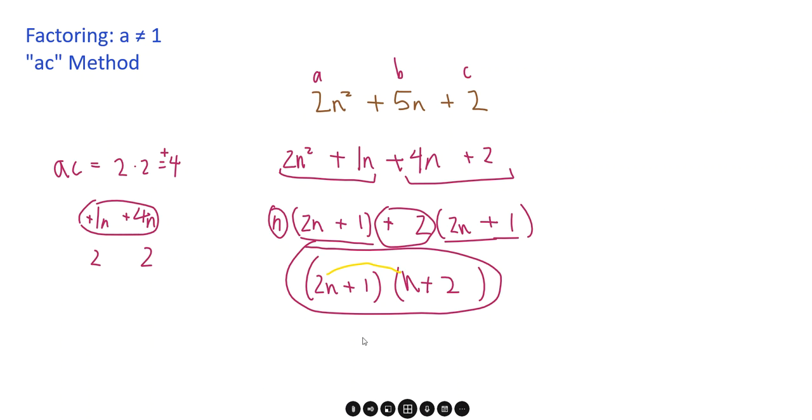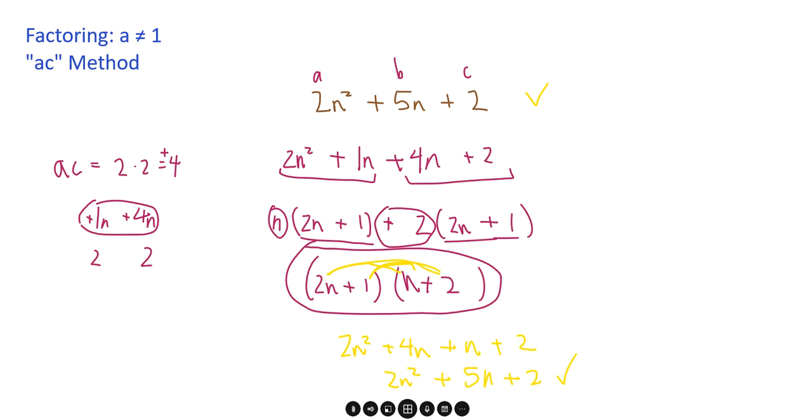Let's do 2n times n. That's 2n squared. 2n times 2, that's 4n. Notice I'm putting pluses in between everything because everything's positive. 1 times n is a positive n, and 1 times 2 is a positive 2. So 2n squared plus 5n plus 2. That was my original trinomial, so it works. We used our AC method.